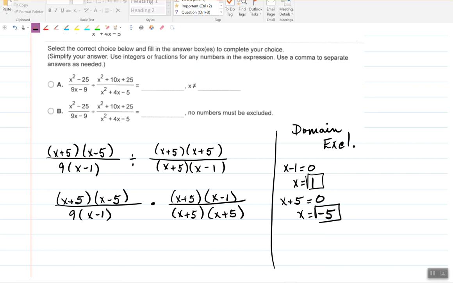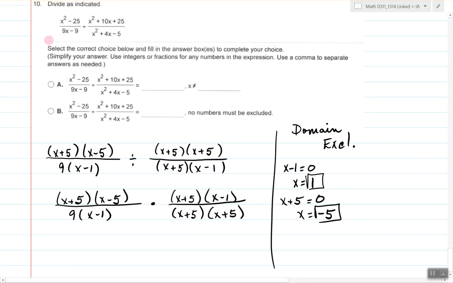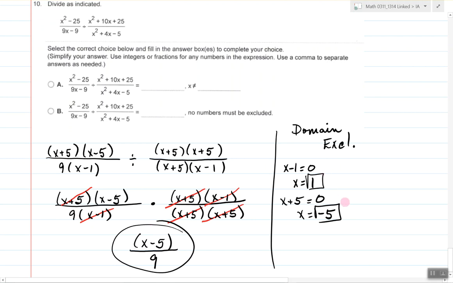So what can I divide out? Here's an x plus 5 and an x plus 5, another x plus 5 and an x plus 5, x minus 1 and an x minus 1, and there was a variety of ways you could have done that. I am left with x minus 5 over 9. The x minus 5 does not have to be in parentheses, but it could be, with 2 domain exclusions of 1 and negative 5.